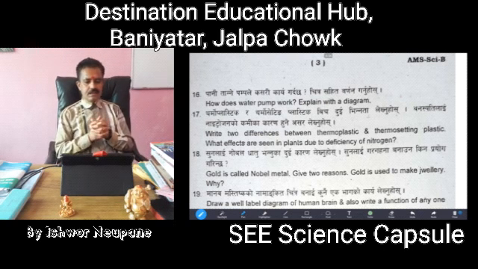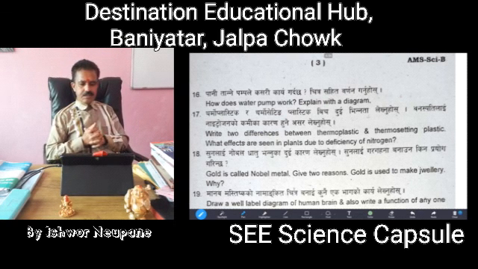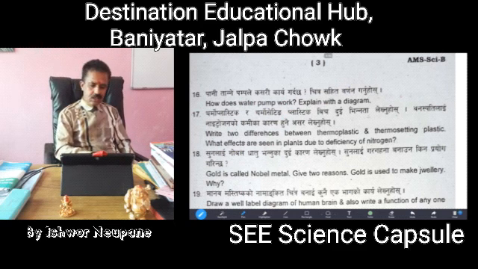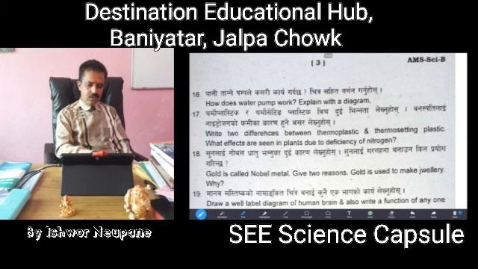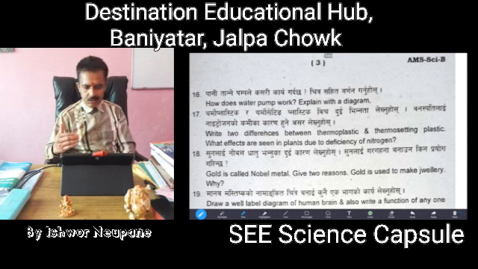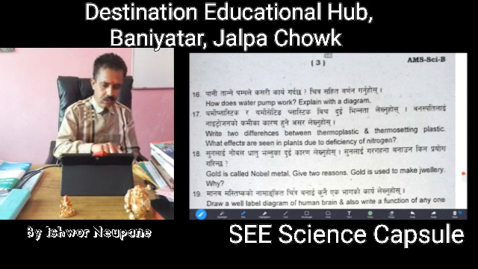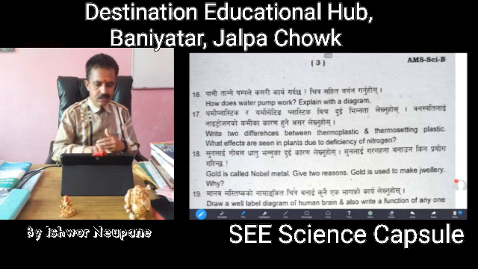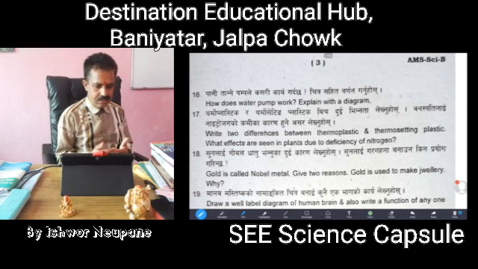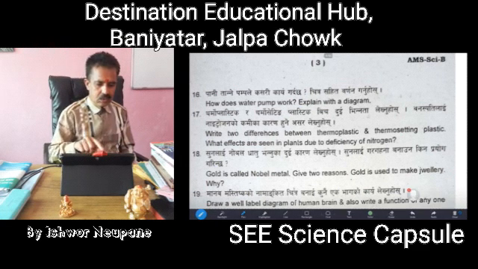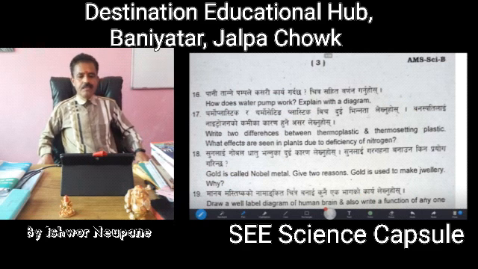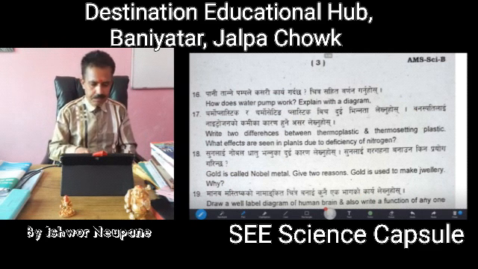Now students, let's discuss question number 17. For 16 I said draw the diagram and simply explain upstroke and downstroke. When upstroke and downstroke are performed simultaneously, then water comes out from the water pump.